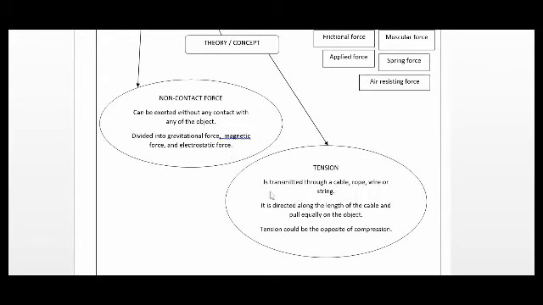Secondly, tension is transmitted through a cable, rope, wire, or string. It is directed along the length of the cable and pulled equally on the object. Tension could be the opposite of compression. That's all for me, thank you. Now Alif will explain about the questions.